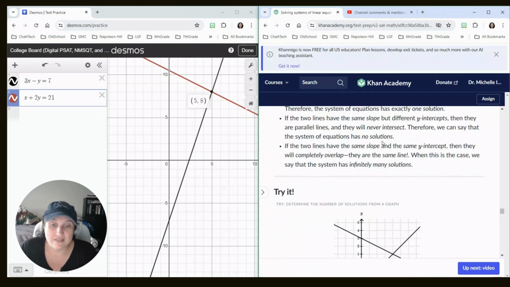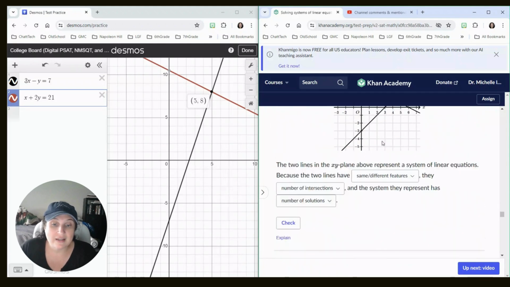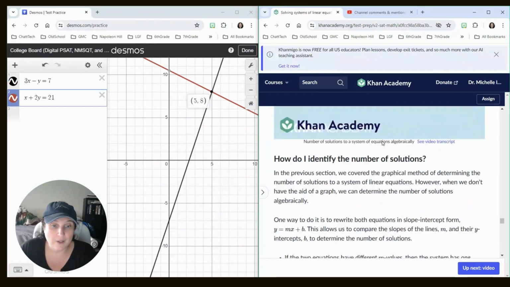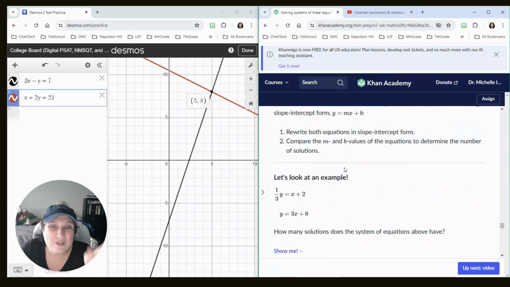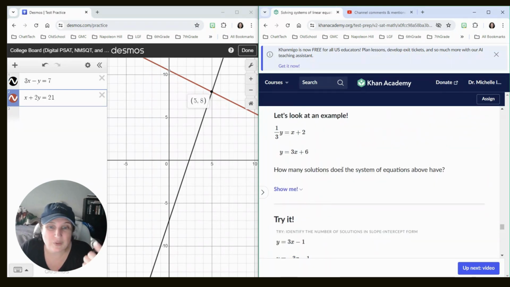Now they give you graphic examples, but let's look at this a little bit harder. So number of solutions. This is the same thing I told you. If the slopes are different, it's going to have one solution. It's going to intersect. If the slopes are the same, it's going to be parallel. And if they're right on top of each other, that means the slopes and the intercepts are the same. It's going to be an infinite number. But you don't have to know about slope-intercept form because we're just going to do it in Desmos.